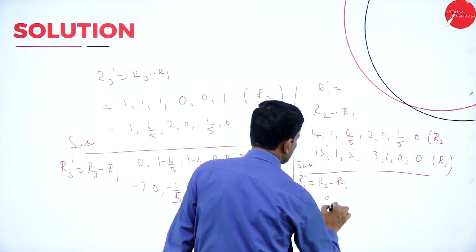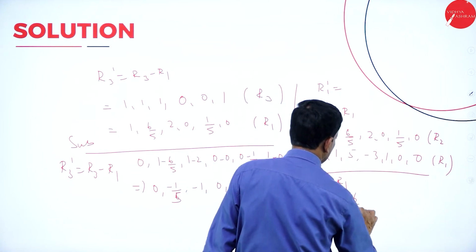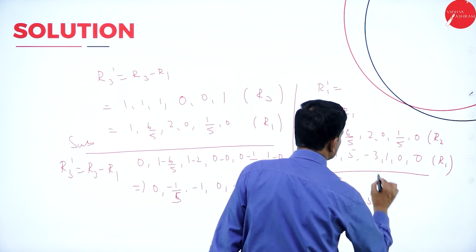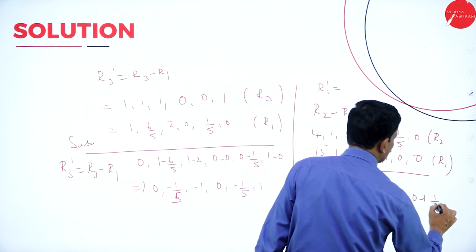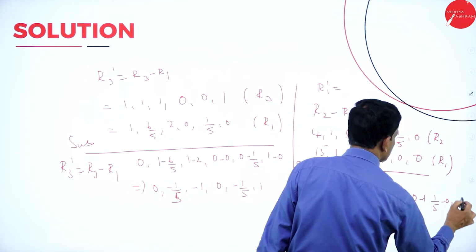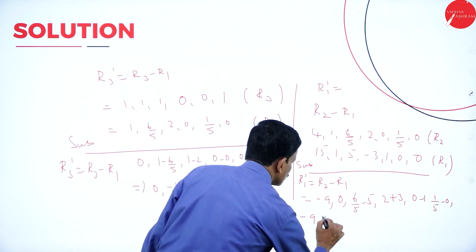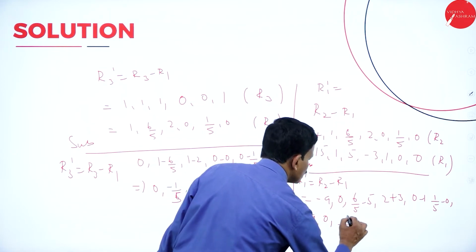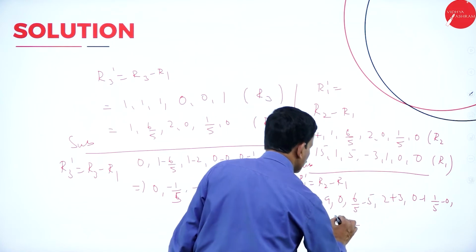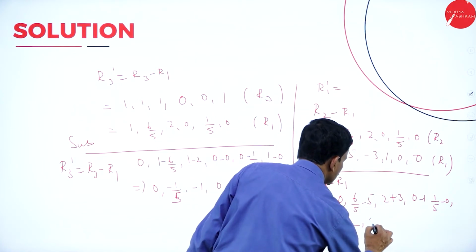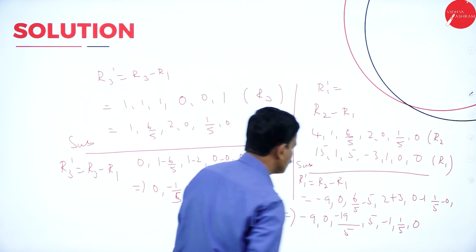4 minus 15 is minus 9. 1 minus 1 is 0. 6 by 5 minus 5, taking LCM 5, 5 fives are 25, 6 minus 25 is minus 19 by 5. 2 minus into minus is plus 3. 0 minus 1 is minus 1, 1 by 5 minus 0 is 1 by 5, and 0 minus 0 is 0.